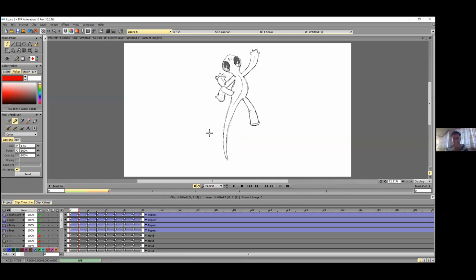We are going to animate this. A lizard walk cycle from top view.